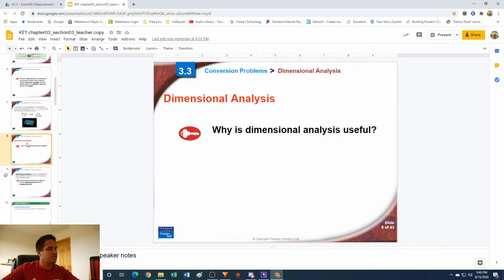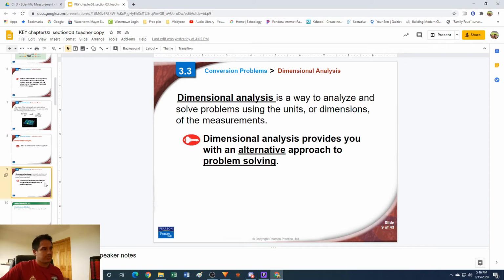There's a term here we're going to talk about called dimensional analysis. It's basically a very fancy way of saying converting, okay? And it's how we convert units. So what is dimensional analysis and how does it work? Dimensional analysis is a way that we analyze and solve problems using the units or dimensions of our measurements.